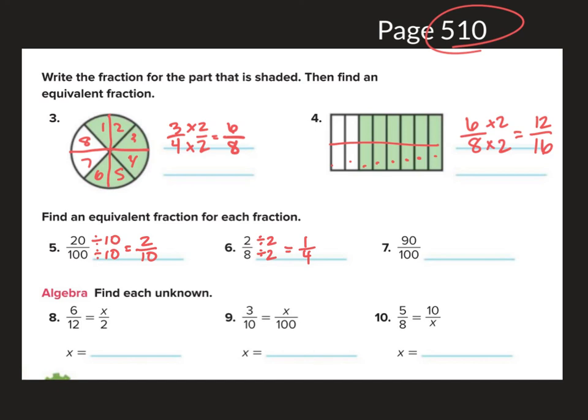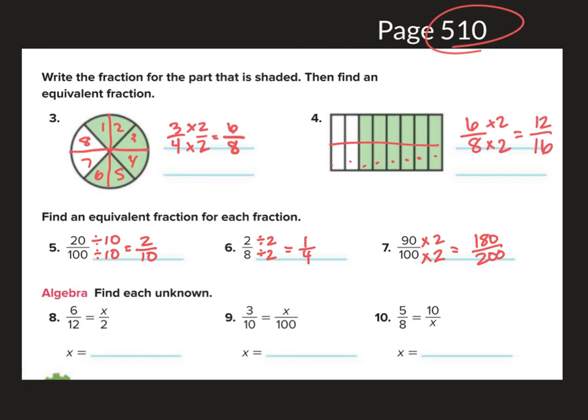Okay, could I multiply by 2? Sure. Multiply by 2, multiply by 2. I would get 180 out of 200. 100 times 2 is 200. So as long as we're multiplying or dividing by the same number on the numerator and the denominator, we will get a good answer.